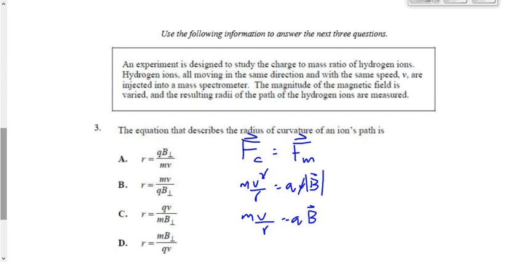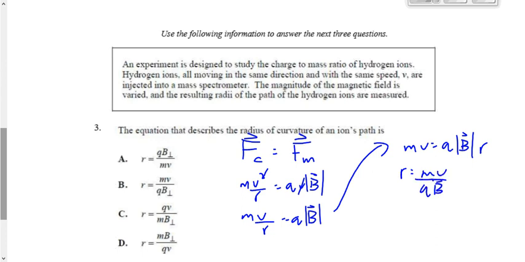Now we want to rearrange this to solve for r. Not too big of a deal here. Take the r up by multiplying. We get mv is equal to qbr. And then we take the qb over to the other side by, Anna? Dividing, right. So r is equal to mv over qb. And the answer for this one is going to end up being, what is it? B.